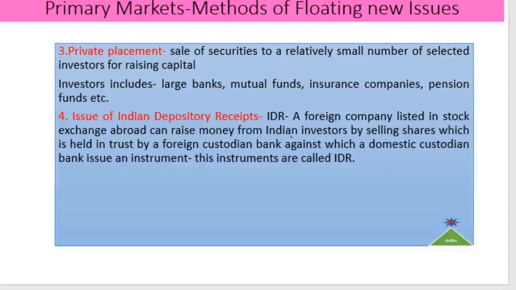And another method is the Indian depository receipts. It is issued by a foreign company listed abroad, so that Indian investors can invest by buying shares. In Indian depository receipts, a foreign company listed in stock exchange abroad raises money from Indian investors by selling shares which are held in trust by a foreign custodian bank, and a receipt is issued by the domestic custodian bank. This instrument is called Indian depository receipts, and this can be traded in the stock exchanges.